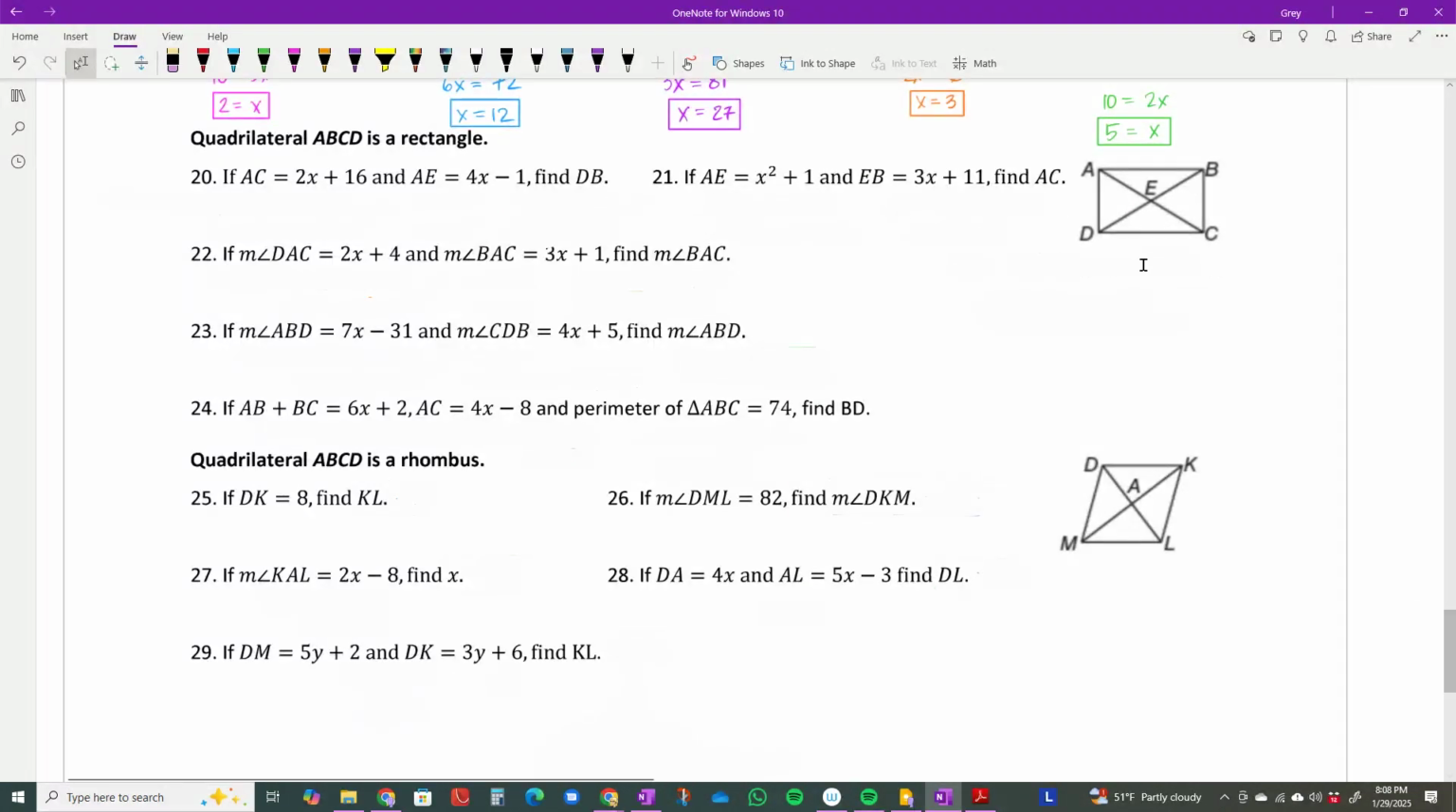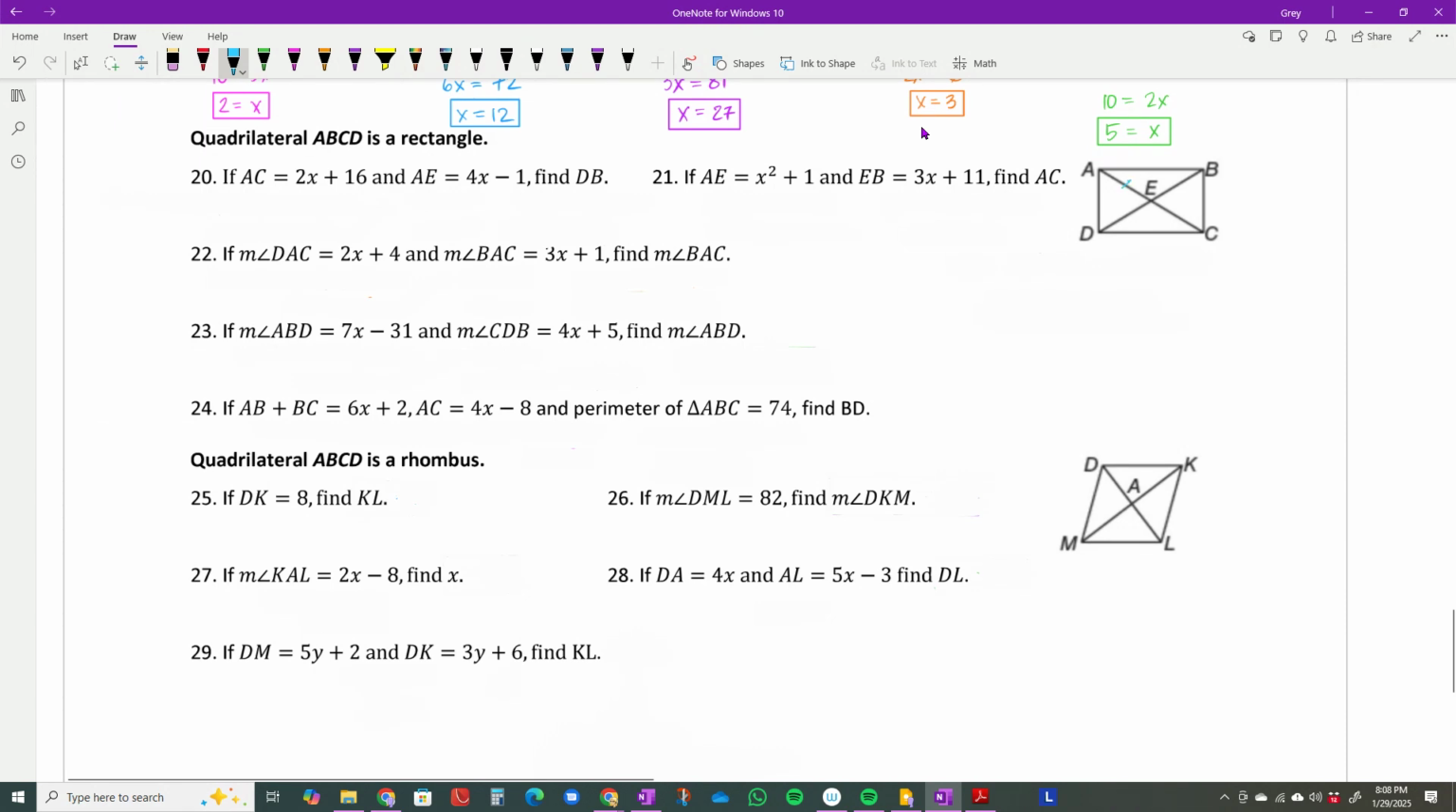Quadrilateral ABCD is a rectangle. Okay? If it's a rectangle, then I know that A, B, C, and D are all right angles. And remember, that means I also know that, I'll go mark it. You should probably mark it because it's on this same picture.